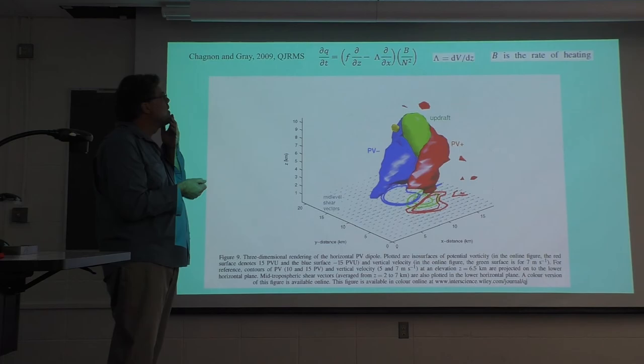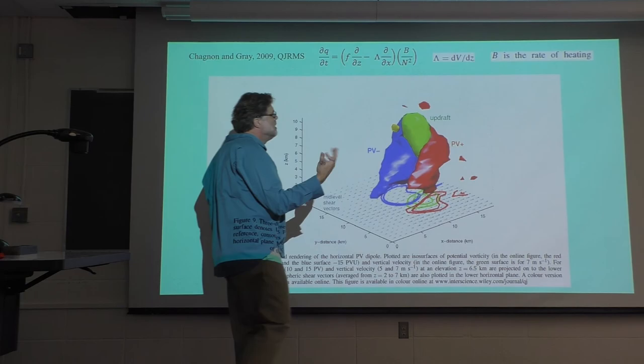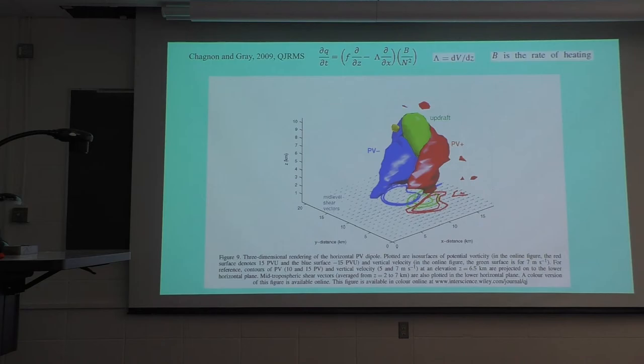The second term is a tilting-twisting term. If you think of B as proportional to vertical motion and big lambda is dV/dz, that's a dV/dz times dw/dx term. This is a classic tilting-twisting term in Holton's conservation equation for absolute vorticity. So it's the second process that's being shown here.